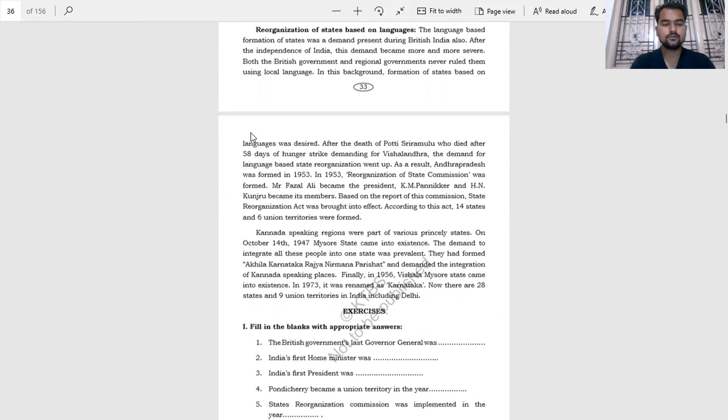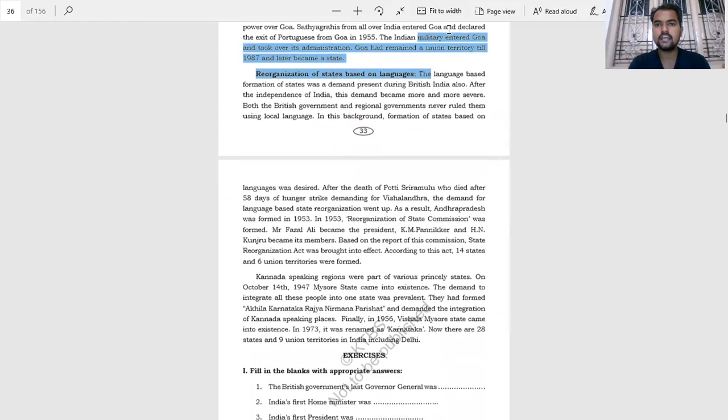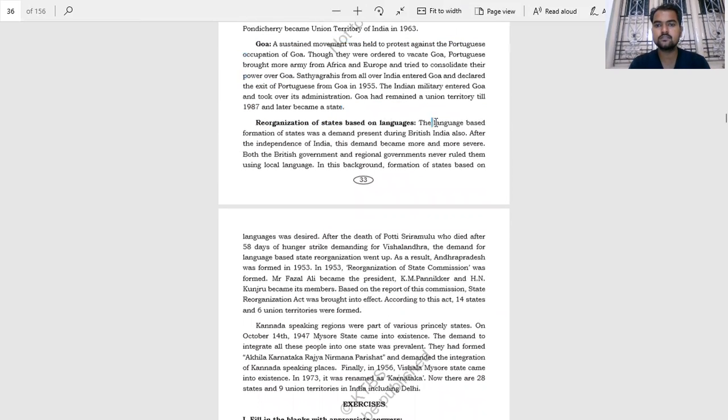As we see today, we have states and union territories, whatever states we have divided. To divide the states, we have used language as the base. The language of that region has become the base for the bifurcation of the states.